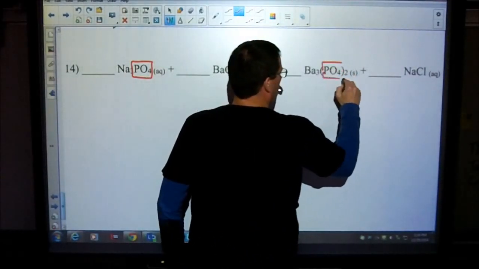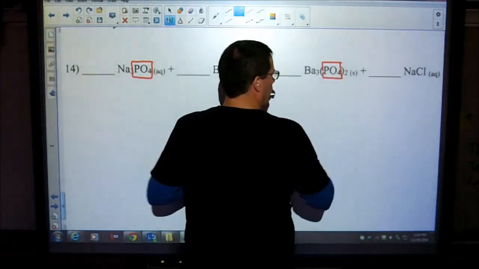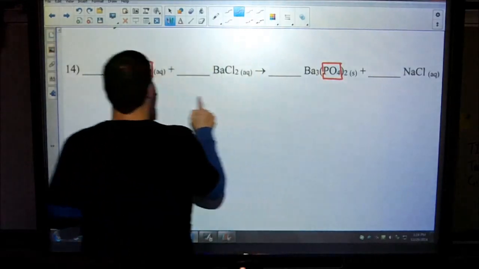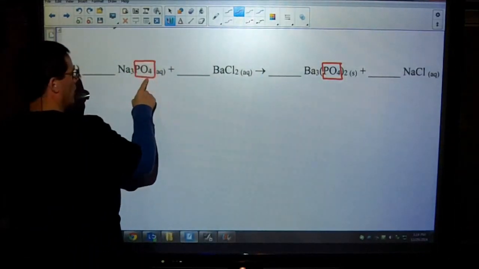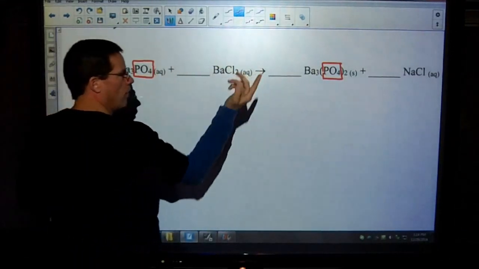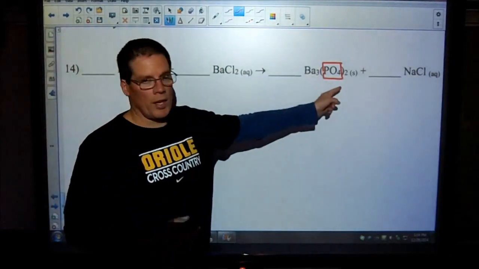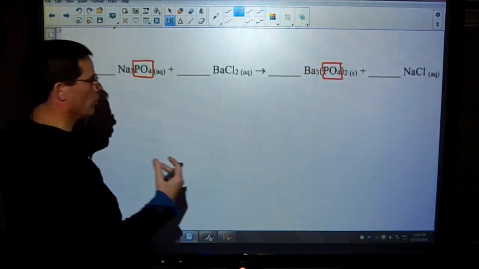And here's another one, but here we have in parentheses 2, so again, when we look at that phosphate, we actually have a total of 2 of those, and here we have a total of 1. Okay, so we have 1 phosphate here, 1 phosphate over there. So if you have a polyatomic that doesn't change from this side to this side, hey, use it, treat it like an element.